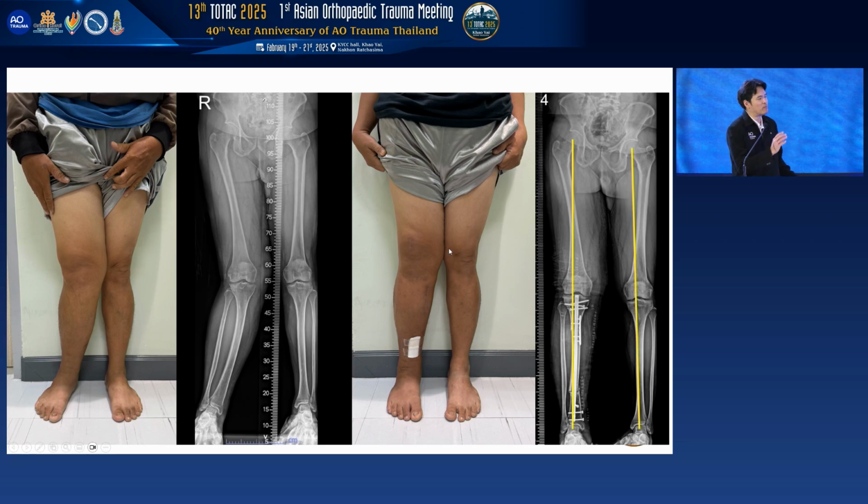And it's still some valgus. What should we do next? This is just 2 weeks after the first operation. You haven't done the femur yet. Yeah, the femur yet. Do we need to do any correction of the tibia?